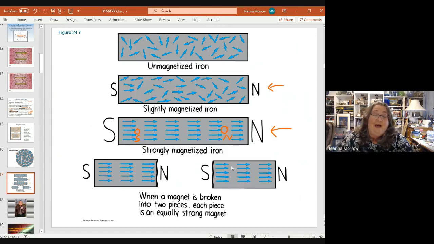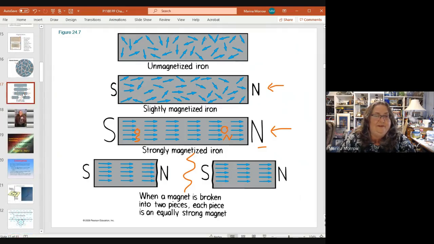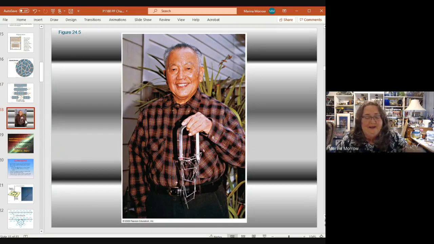And this also explains why, when you break a magnet in half, you still have two magnets, because the domains are still lined up. And so you've just created two magnets that don't have as much strength as the original one, but still two magnets for the price of one. Okay, so anyway, it's the domains lining up that create the magnetism, and the domains are where we have atoms that have an excess magnetic field.